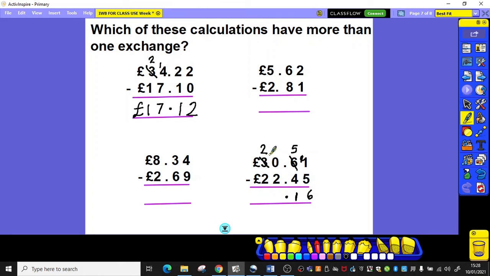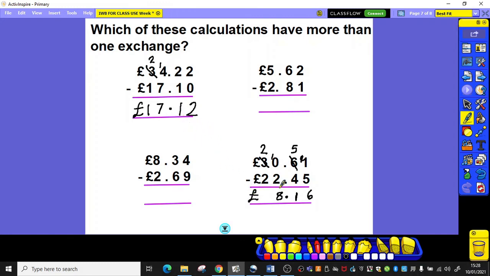This is going to become a 2. This is going to become a 1. So 2 away from 10 is 8. Use my inverse to check. 8 add 2 is 10. And 2 take 2 is 0. Again, I don't need to put my 0 in there. I do, however, need to put my pounds notation.